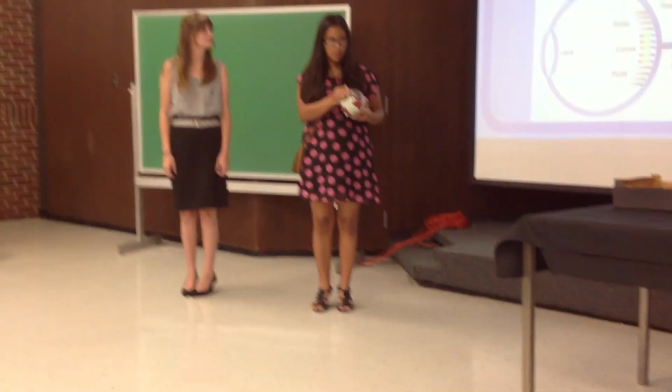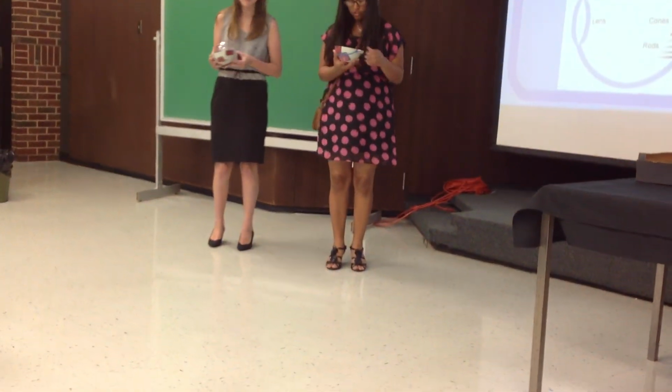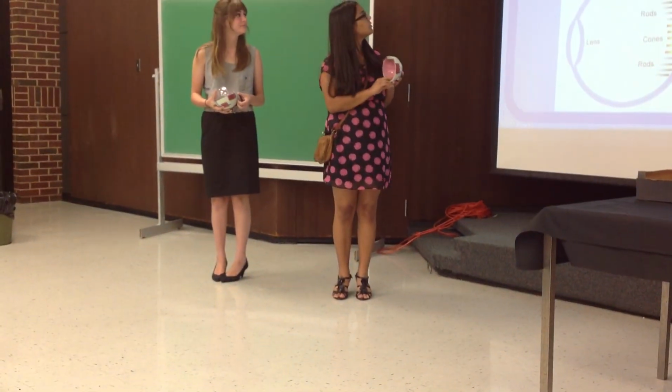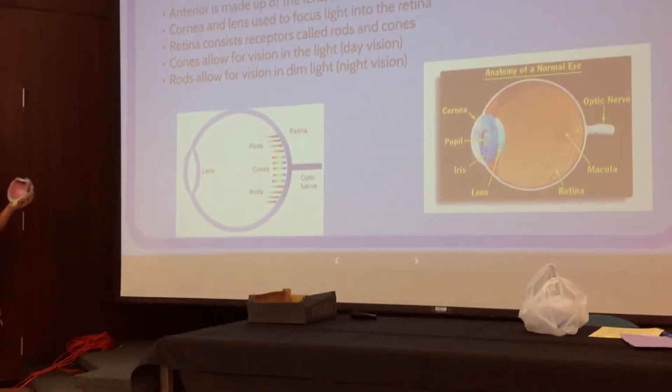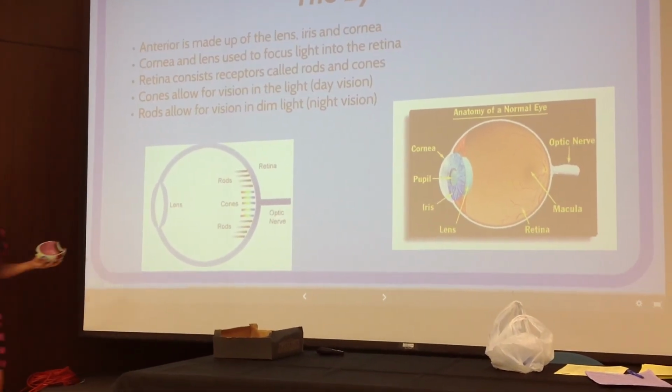And in the back of the retina are these receptors called rods and cones. Cones allow for vision in the light, which are your day vision, and rods allow for vision in the dark, which is your night vision.